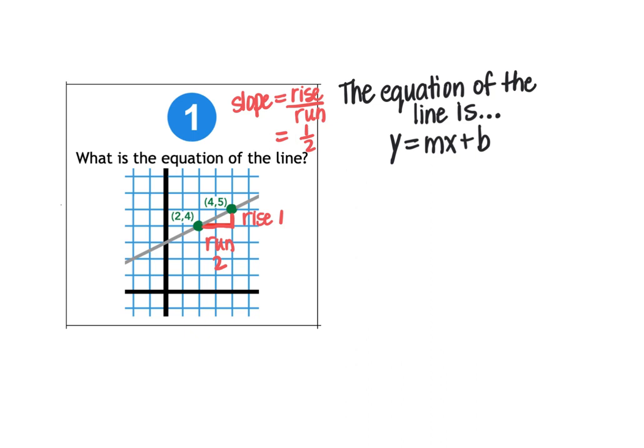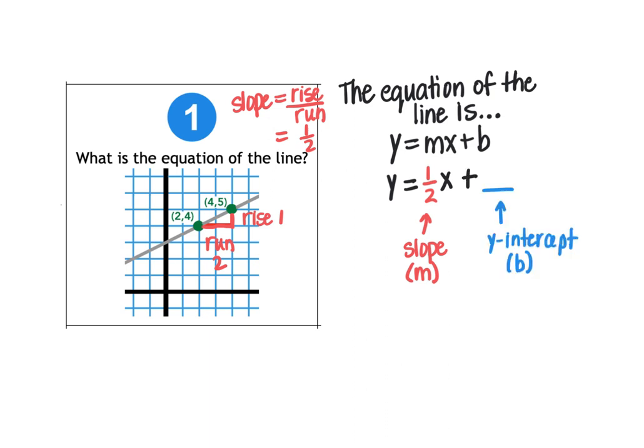So we know that the first part of our equation will be y equals 1/2 x plus, and then we need to find our y-intercept to know what comes next. We can look at the graph and see that the gray line is crossing the y-axis at the point 0, 3. So our y-intercept is 3, and we can put this at the end of our equation. So our equation for this line will be y equals 1/2 x plus 3.